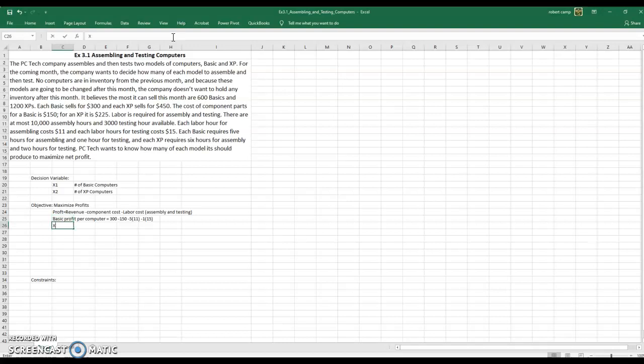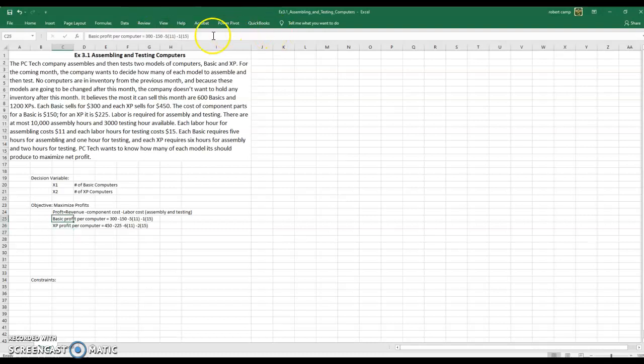We can do the same thing for the XP. XP profit per computer. And so for the XP, the revenue is $450. We're going to subtract from that $225 for part cost, 6 hours of assembly at $11 an hour, minus 2 hours of testing at $15 an hour.